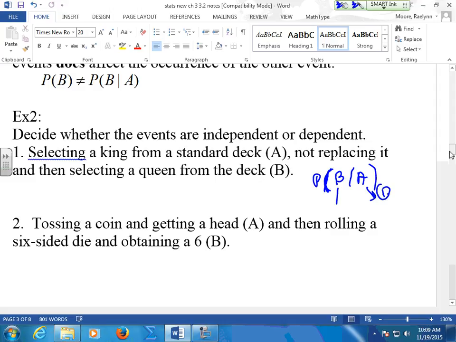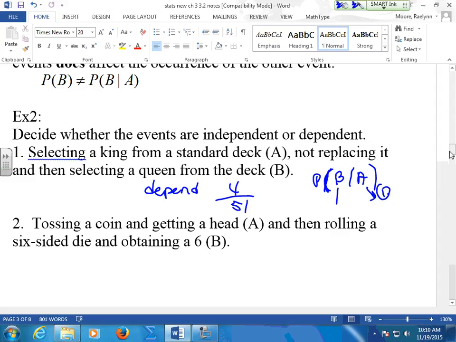Independent or dependent? Dependent. What would make this independent? If you put it back. So it is dependent because if I hold the king in my hand, I now have 51 cards to choose from for 4 queens. It made a difference that I held this card. That gave me a dependent event.